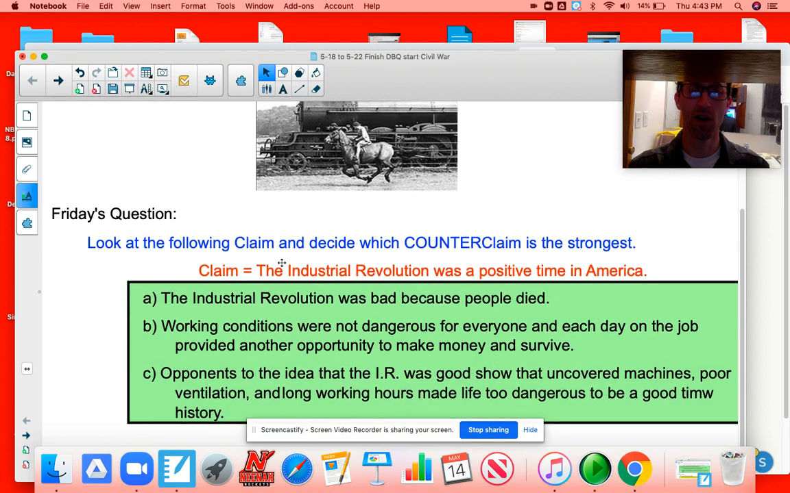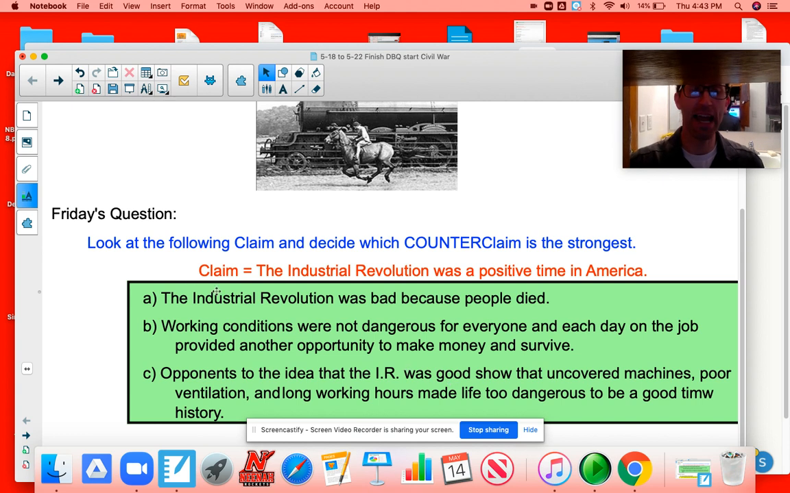Last day's question was to pick the best counterclaim, given the claim, Industrial Revolution was a positive time in American history. I would have gone with C. Opponents to the idea that the IR was good show the uncovered machines, poor ventilation, and long working hours made life too dangerous to be a good time in history.